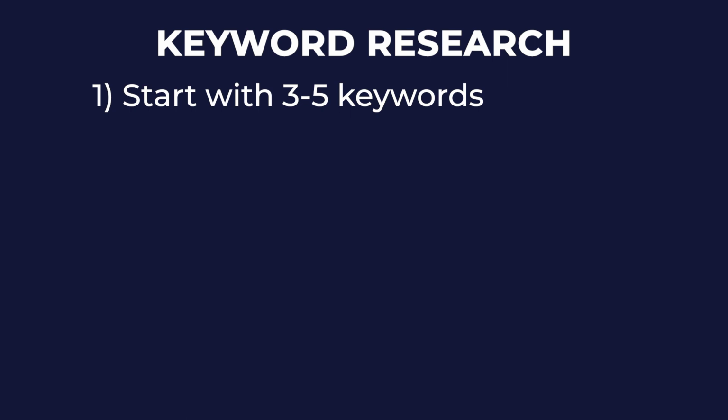All right, step number 1, start with 3 to 5 keywords. Now we're going to expand on that. Think about your app and then think about the 3 to 5 keywords that most people might be using when they're trying to find an app like yours. Now, I'm going to use my app that I just launched, and we're going to be doing a case study on our YouTube live streams pretty soon.